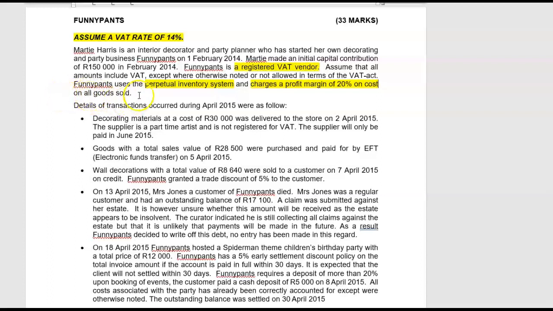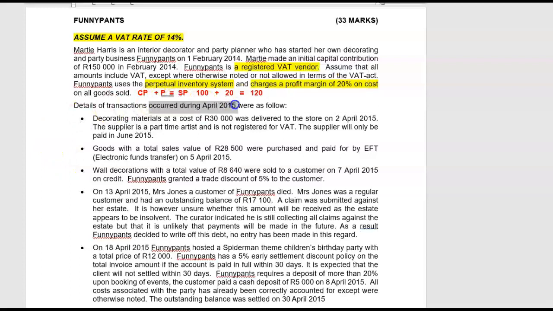So let's quickly do our profit formula. We know what our profit formula is: cost price plus profit equals selling price. So what do they tell us? Profit margin of 20% on cost. So then cost is 100. Profit will then be 20% of that, which equals 20. And that will give us a selling price of 120.